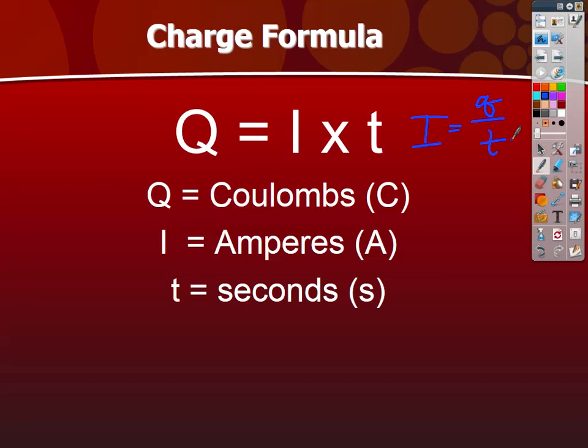This is not a super common formula. I did give you a little bit of practice with it. I haven't seen it too much on the test, but it's something that we need to make sure we understand, because it could be on the test.